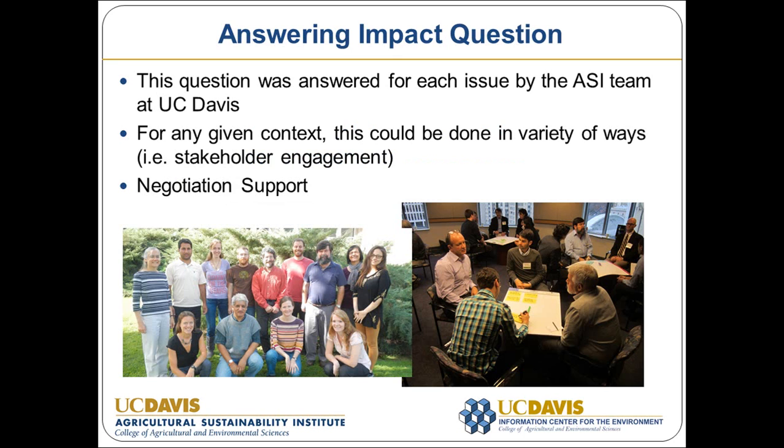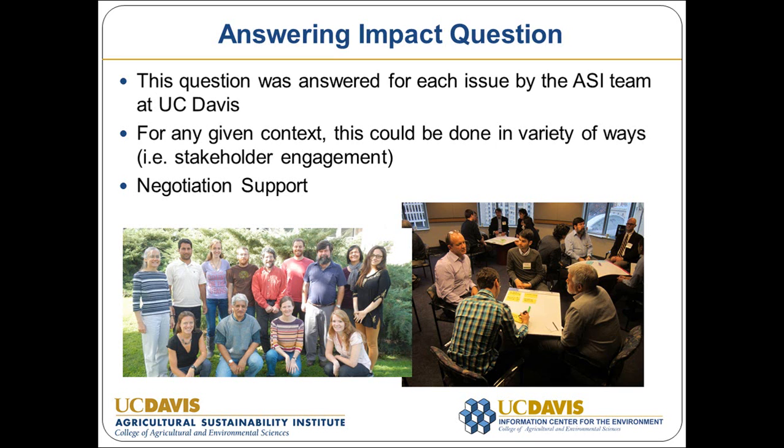Now the picture here on the left is our UC Davis team. However, this question could be answered in any number of ways, including through participation with relevant experts and stakeholder groups. So the picture on the right is from a meeting our team had with a group of stakeholders back in December of 2012, where we presented this list of 44 integrated issues for comment and validation.